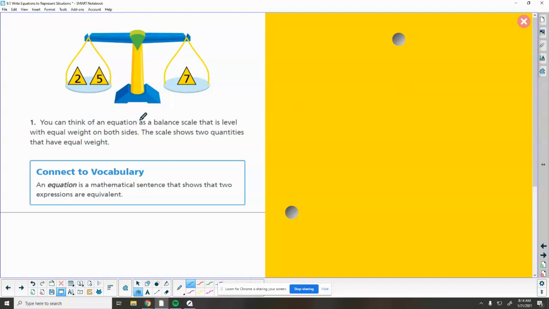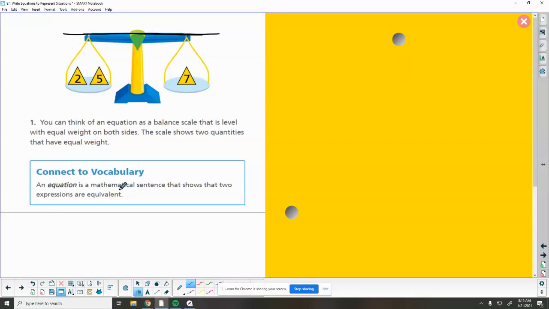So we can think of an equation as a balance scale. When equations are true, they're the same on both sides and your balance would be perfectly straight and level. So this scale shows two quantities that have equal weight. We can see that this is balanced. Even though they don't have the same thing on both sides, their values end up being the same.